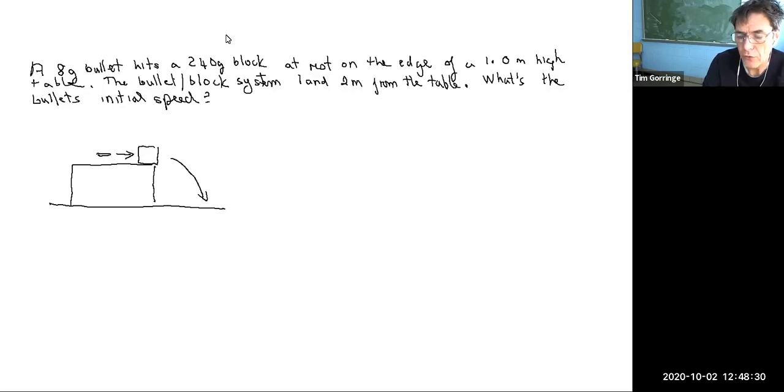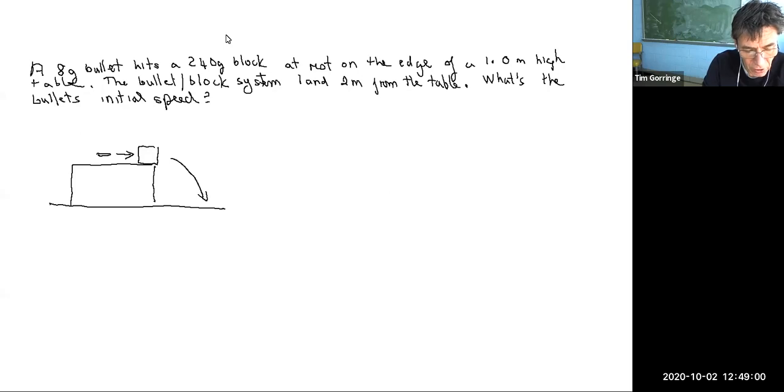I wanted to solve this problem that involves a number of things from different classes over the semester. It involves momentum conservation. It involves kinematics, falling bodies, and it involves collisions. And all these things are wrapped up together in this little problem.